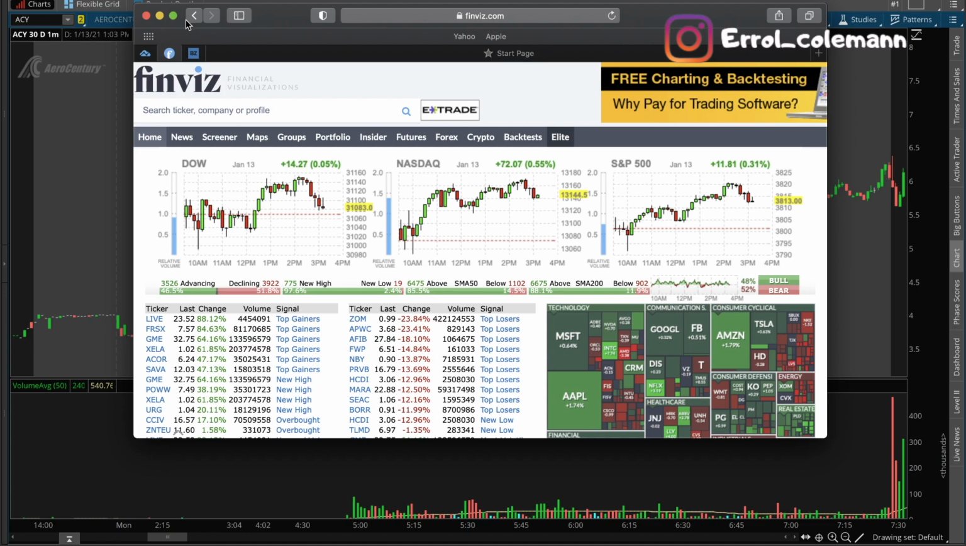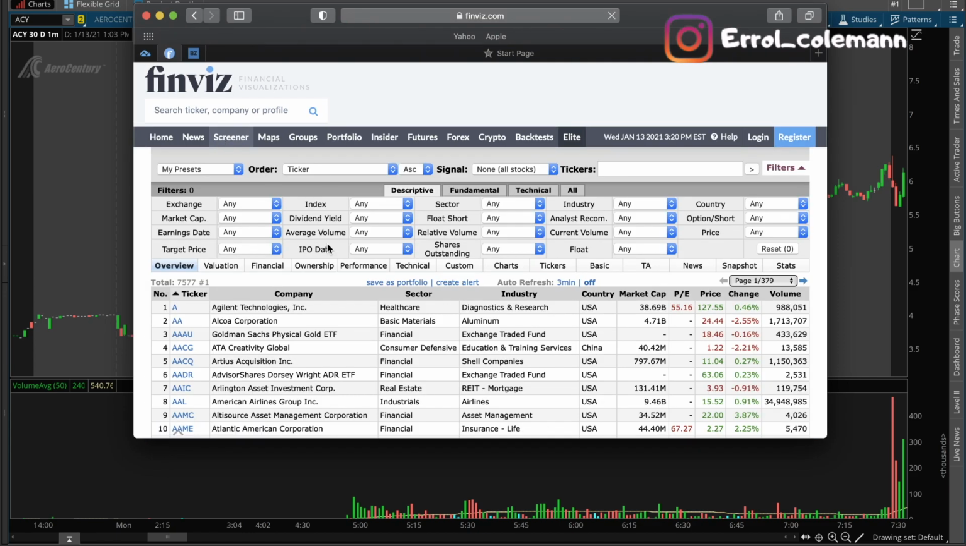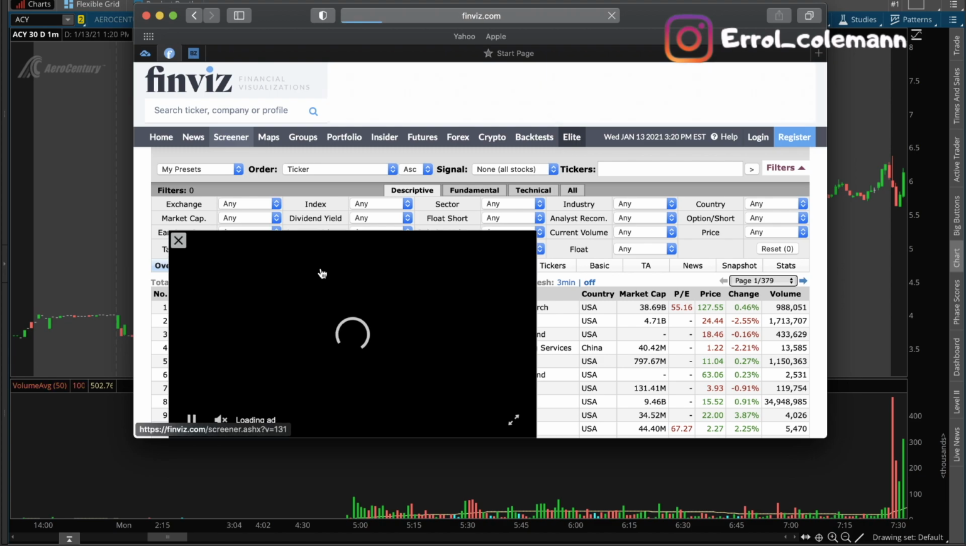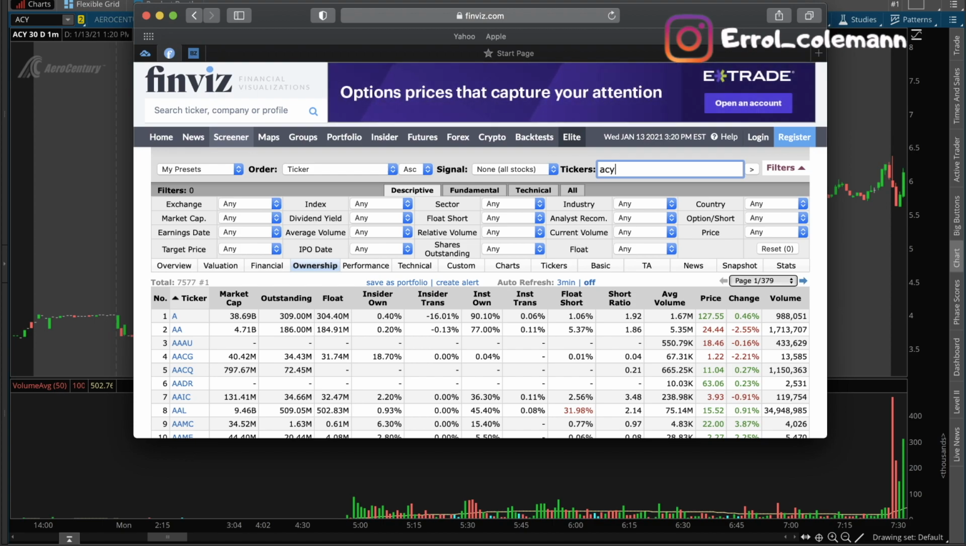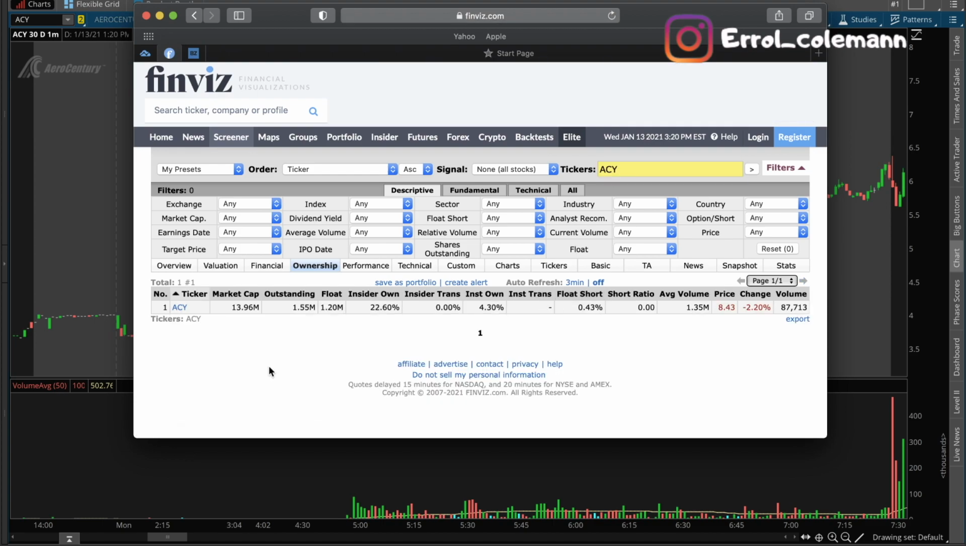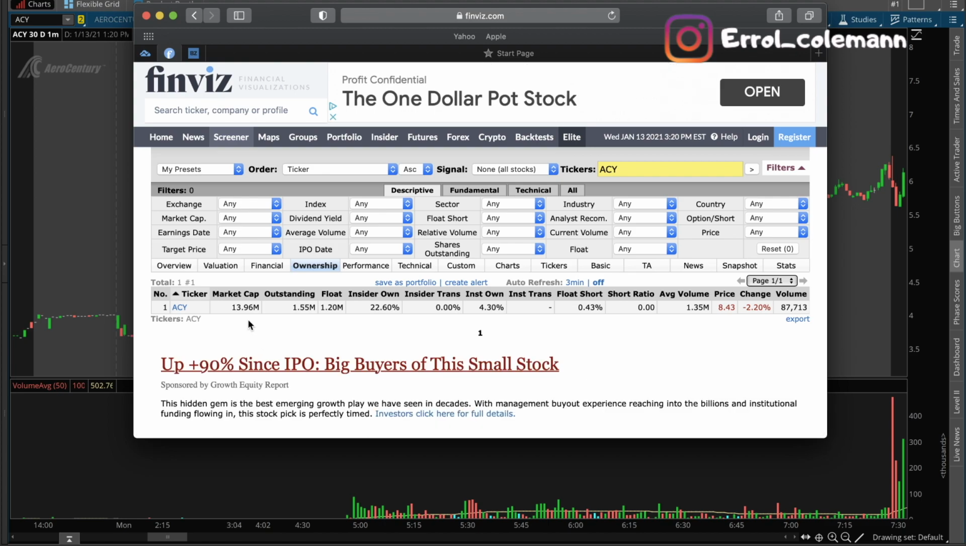So right now I have FinViz pulled up, and what I will do is I'll go to Screener. After I go to Screener, I'll come down here to Ownership. And after I click Ownership, I'll type in the ticker that I'm looking at. So I'm looking at ACY, type in ACY. The market cap is 14 million, and the float is 1.2 million.